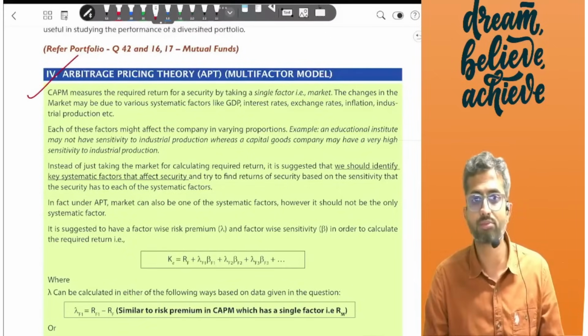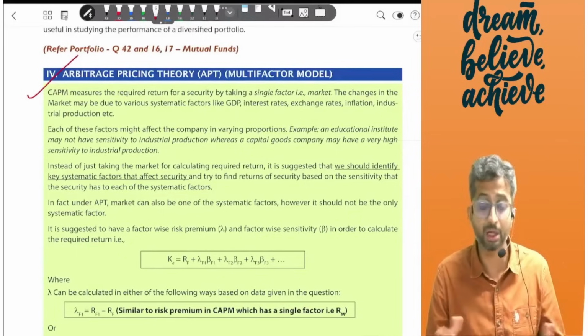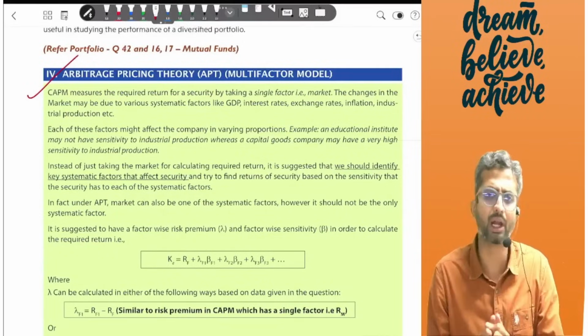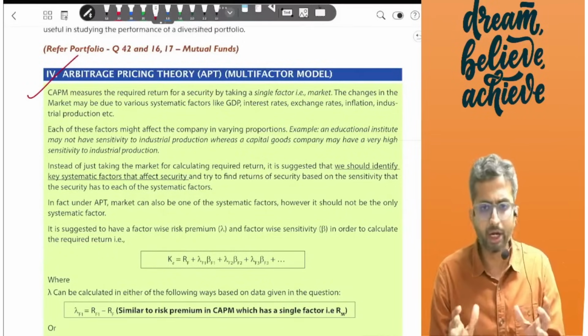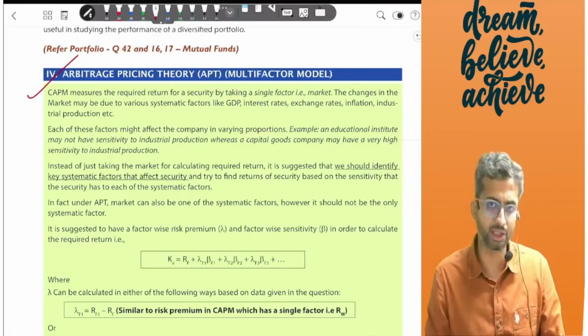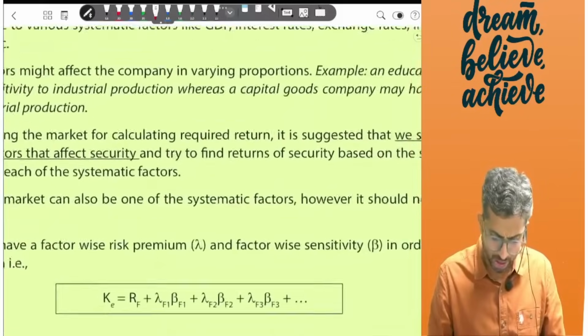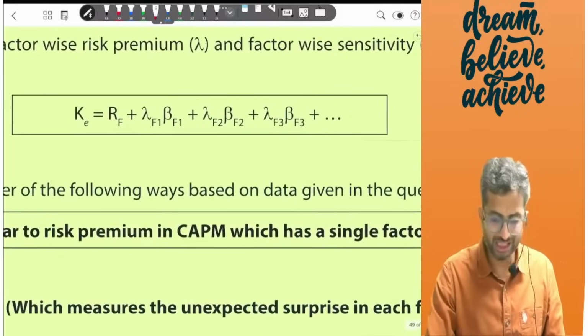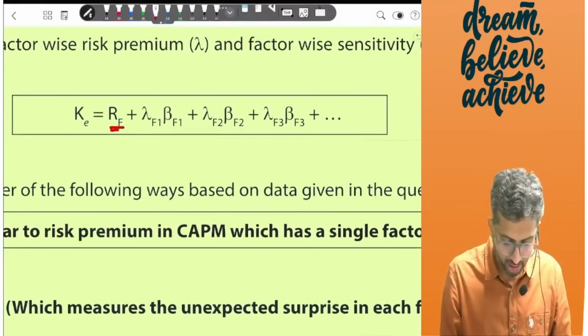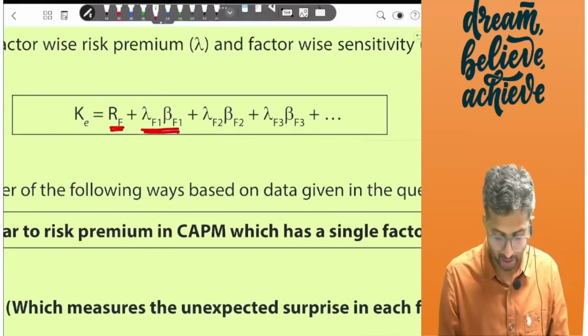Remember, market can be the factor. Like for a brokerage firm like Zerodha, for example, market is an important factor. If the market is going up, Zerodha is also performing relatively well. However, market cannot be the only factor, and hence you have arbitrage pricing theory, also called multi-factor models, where you use the CAPM base and say KE is equal to RF plus lambda of factor 1.